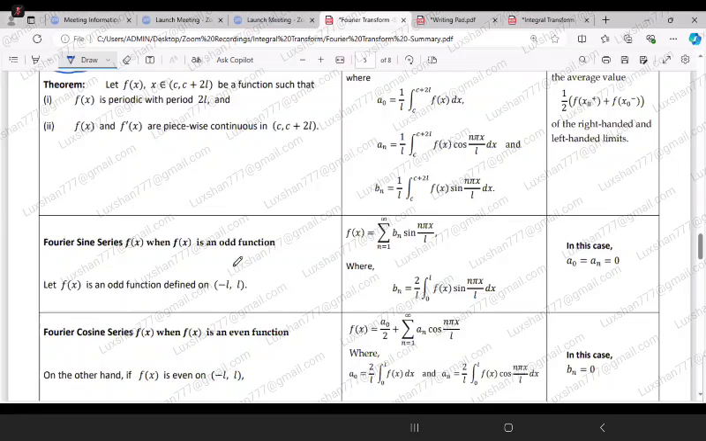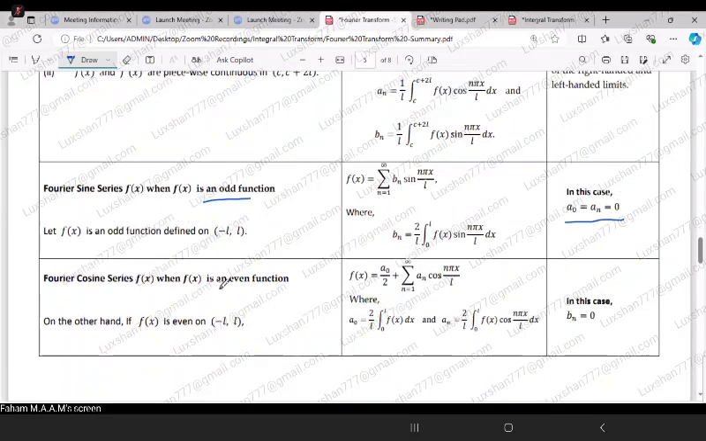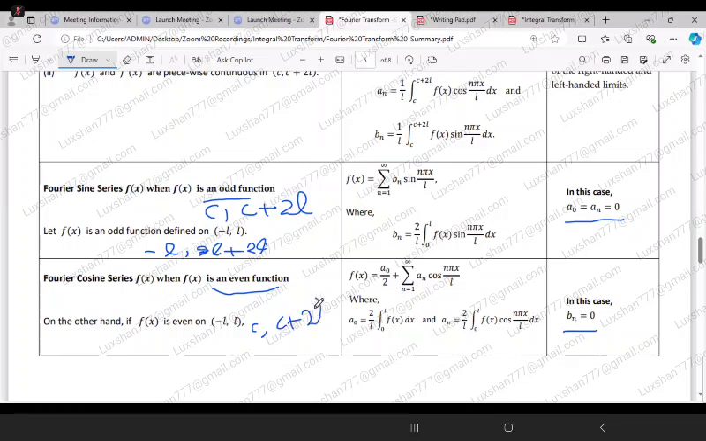If the range is minus L to L and the function is an odd function, then a_n and a_0 become 0. If the function is an even function in this range minus L to L, then b_n becomes 0. Therefore, the C to C plus 2L form includes minus L to L, that is, minus L comma minus L plus 2L. So this is also in the C comma C plus 2L form.